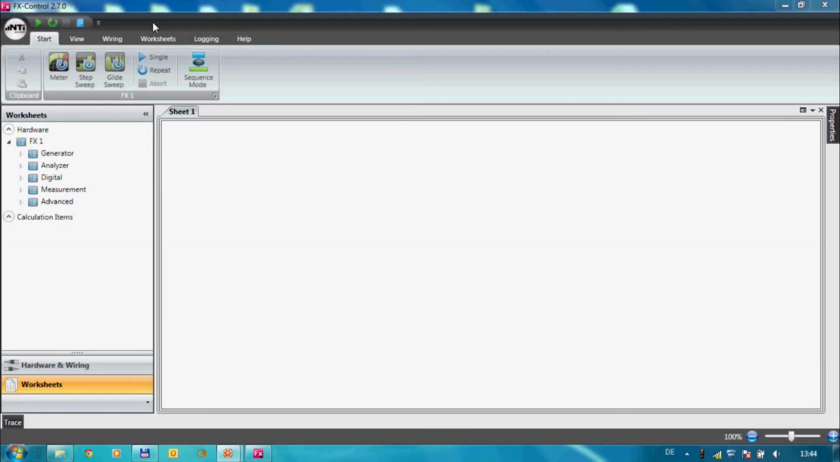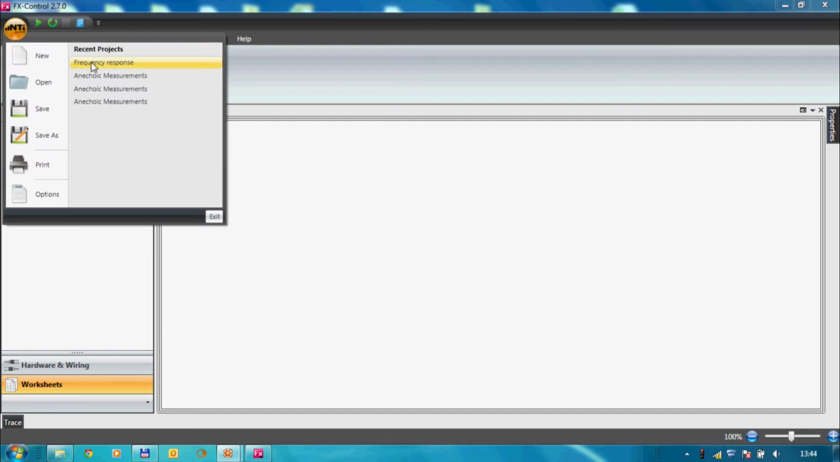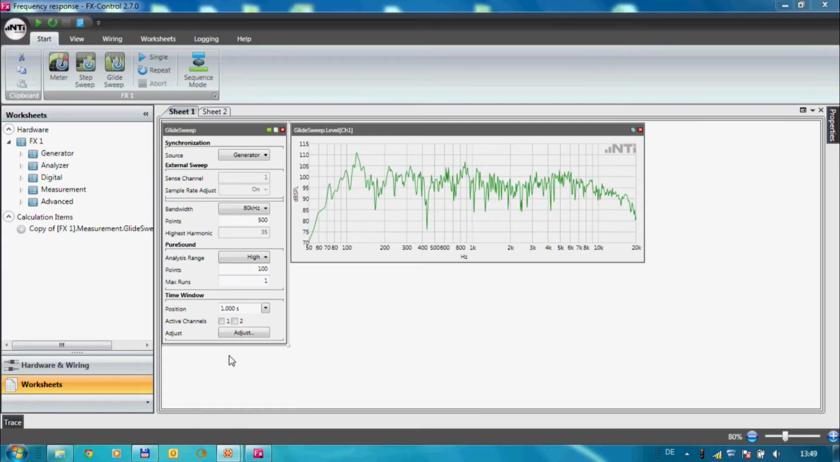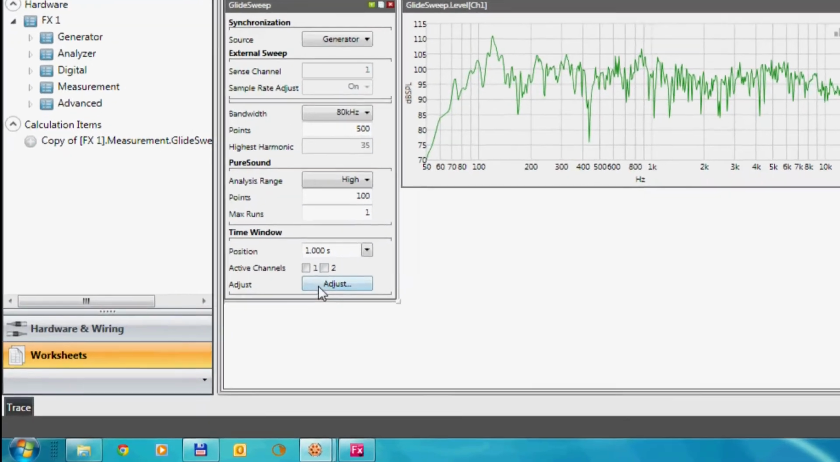In the FX control software, we set up a glide sweep and initiate a first acoustic frequency response measurement. As expected, the test environment is full of reflections. Therefore, we see lots of ripple in the frequency response. We now need to know when the reverberations arrive at the microphone, and ideally also what causes them. The FX control software offers a tool that allows you to analyze the acoustic response and thus to identify the reflections.